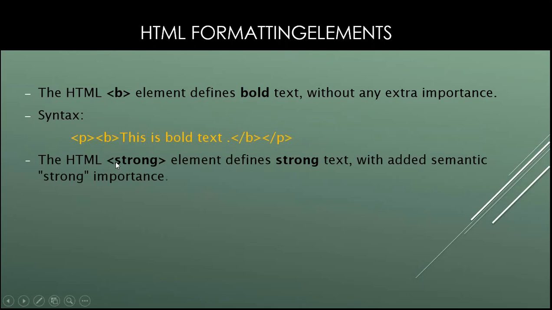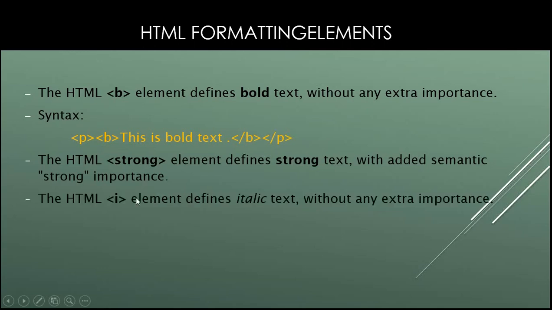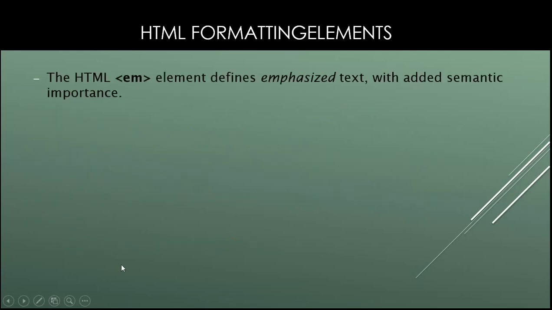And the strong tag also defines bold text. This is generally used to define strong text with added semantics, some strong importance. And the HTML i tag is generally used to define italic text, without any importance. And this is the syntax to write italic text. And the em tag is used to define emphasized text, and emphasized text is also without any importance, and this is the syntax to add emphasized text.